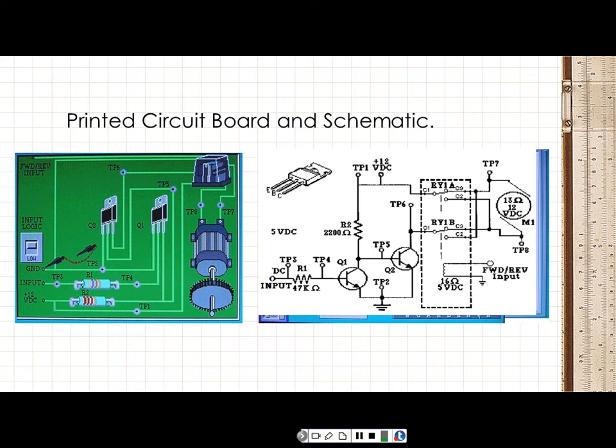Space is what? It's money. Space is money. The bigger the printed circuit board that I make... I understand what a printed circuit board is. Everybody okay? But when they're laying out the printed circuit board, they're trying to make it as small as possible.